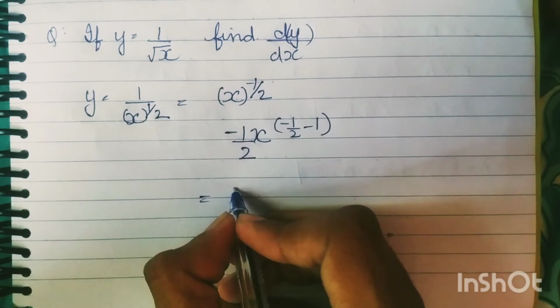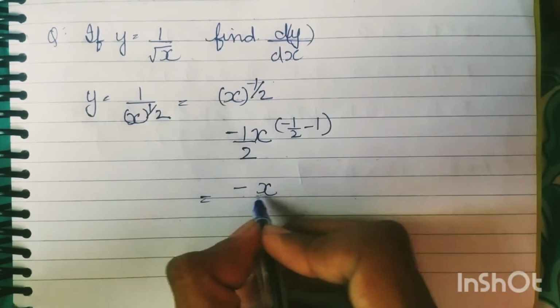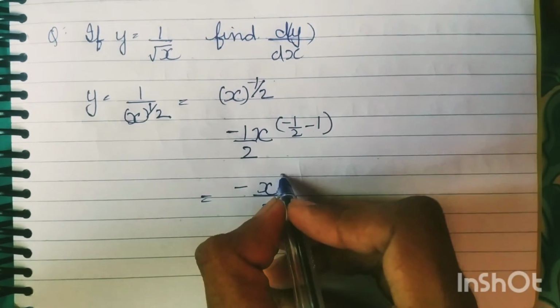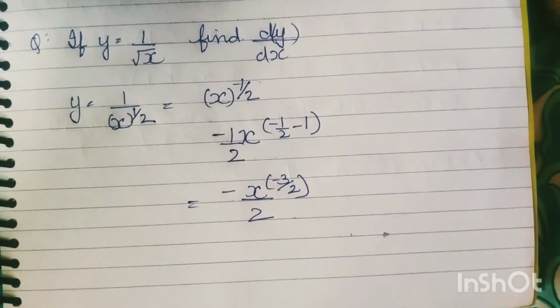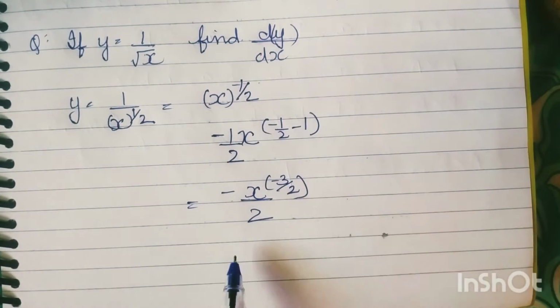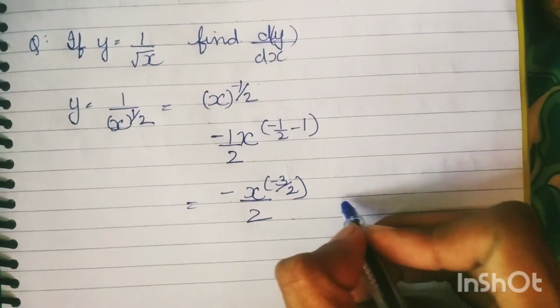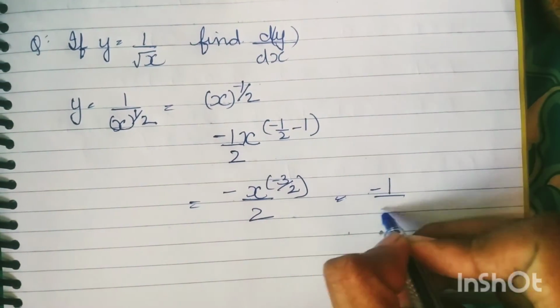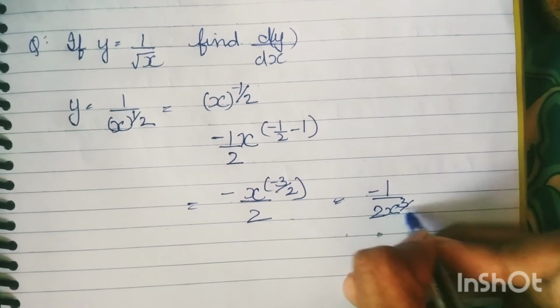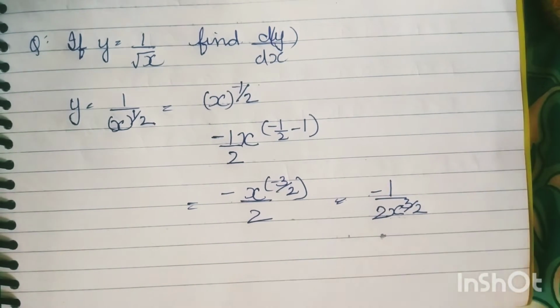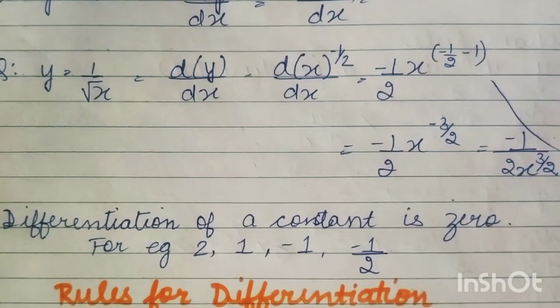Now when you calculate, you will get minus half x raised to the power of minus 3 by 2. Now you will take this power into the denominator because it is negative. So it will become minus 1 upon 2x raised to the power of 3 upon 2. This is the required answer for your question.